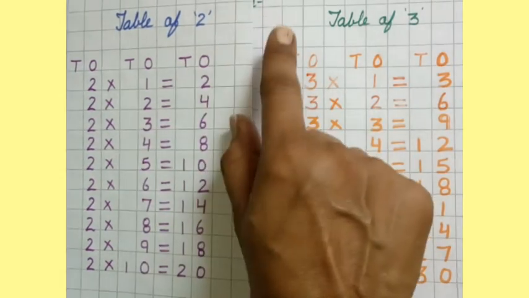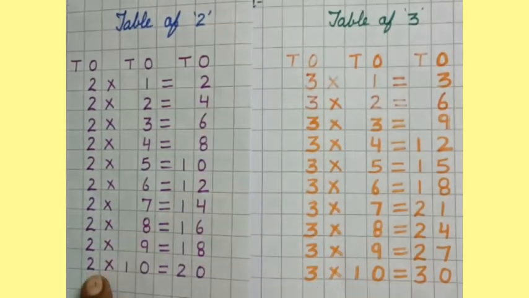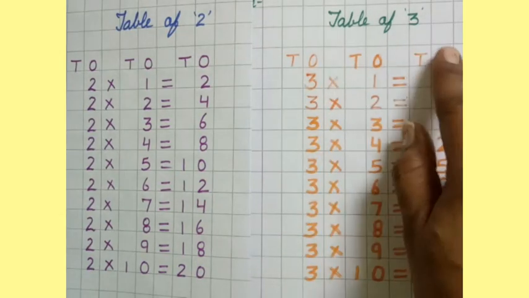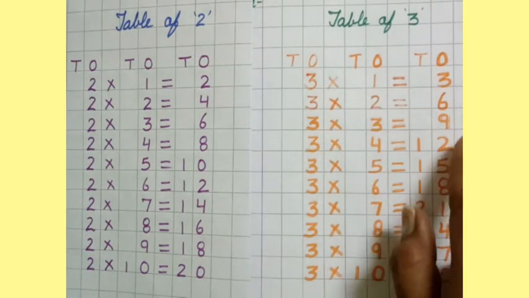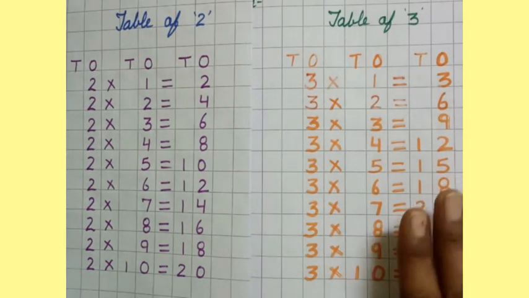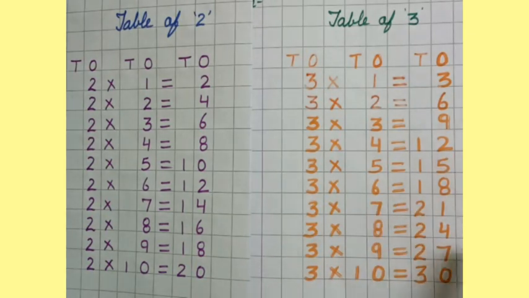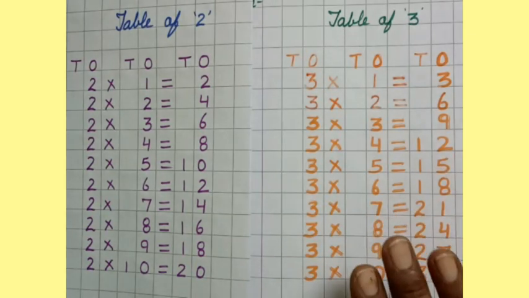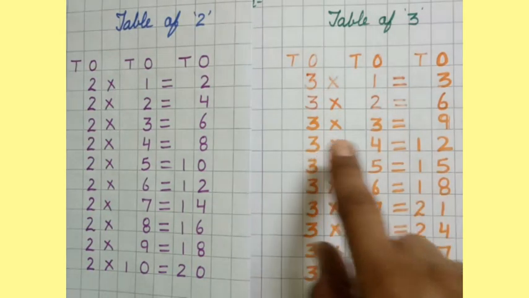Like 2 ones are 2, 2 twos are 4, 2 threes are 6, 3 ones are 3, 3 fours are 12, 3 fives are 15. Like in this pattern. But in dodging table, you have to write what your teacher or anyone will dictate to you.